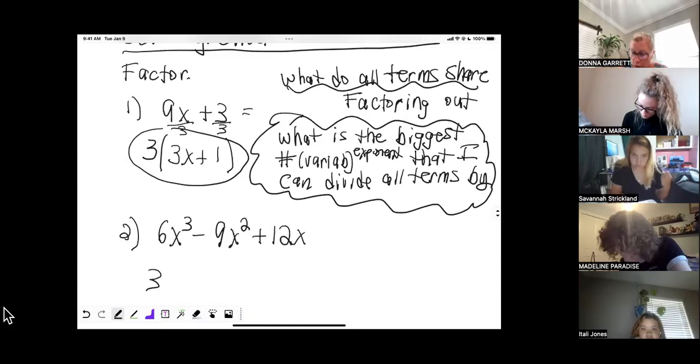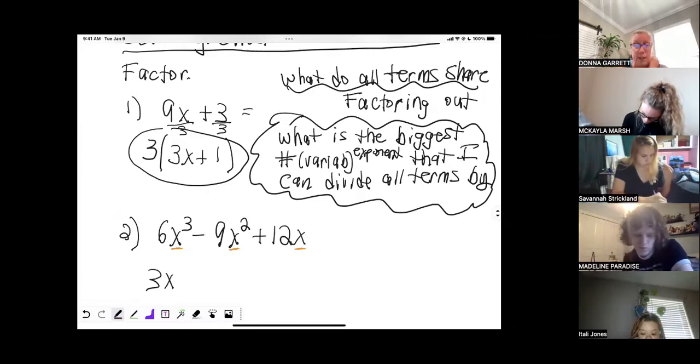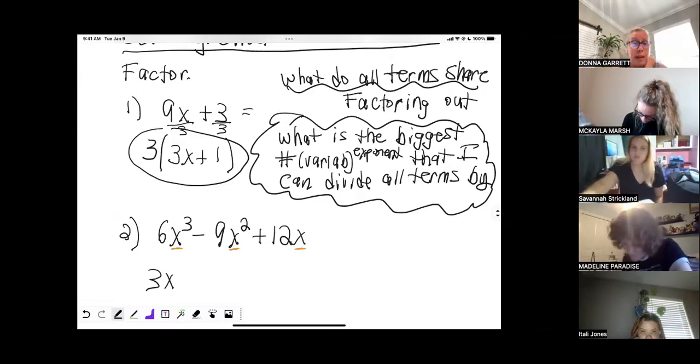Now look at each term. I have an x cubed, I have an x squared, I have x. They all have at least one x. Well, that means they each share one x. So the most I can divide by is 1x, because 12 only has 1x.